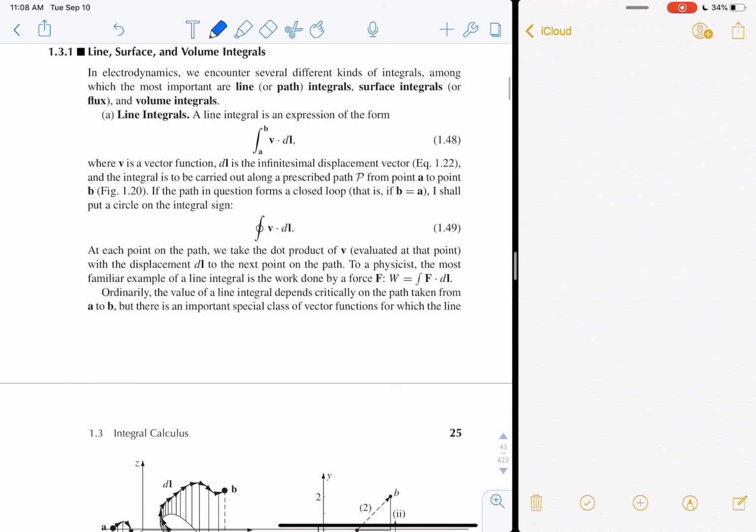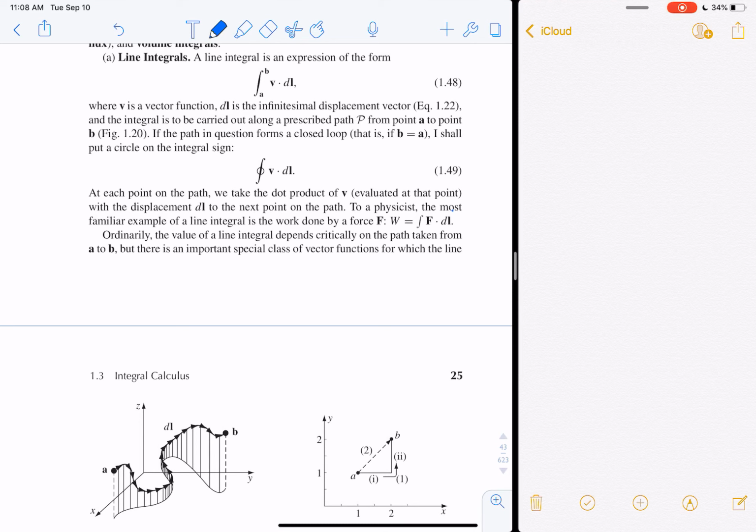And if you take a complete path, circle around something, then that's what this circle means. It's just an integral over a closed loop. And that's what that symbol represents. From A to B, you took a path from A to B, and you want to add up all the dot products along that path.